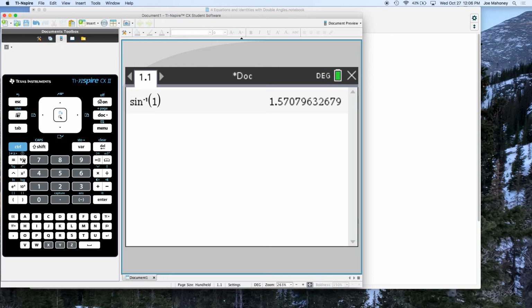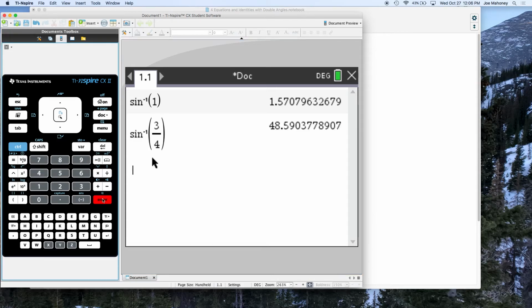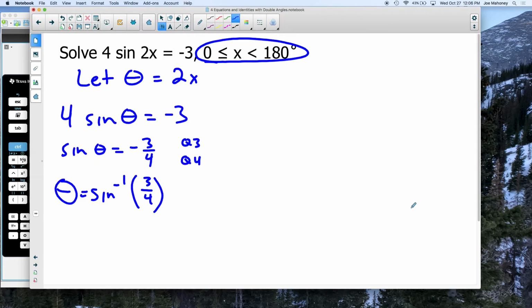All right, so now let's do some trig. Let's do inverse sine of 3/4. It looks like we get about 48.6 degrees. Okay, so 3 sig figs is 48.6. So now, let's hold on a second. We've got to talk about this a little bit, because that's my quadrant 1 angle.